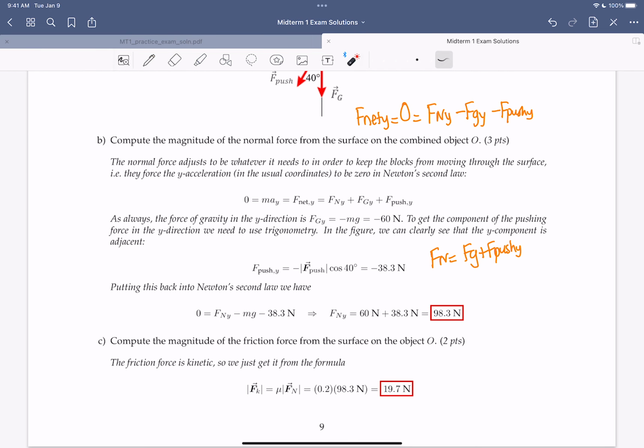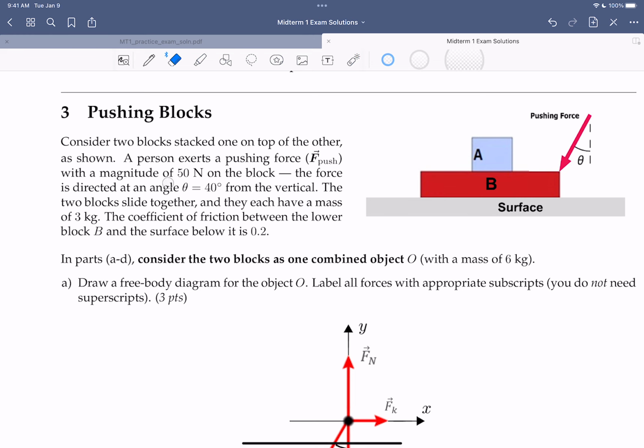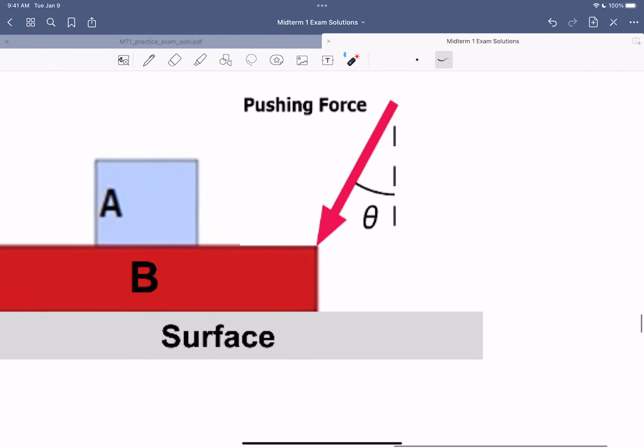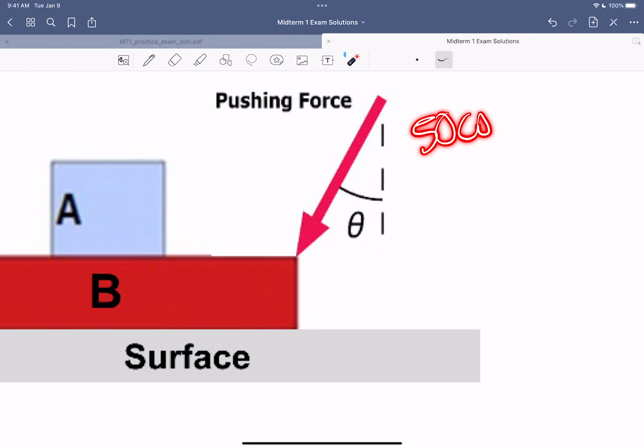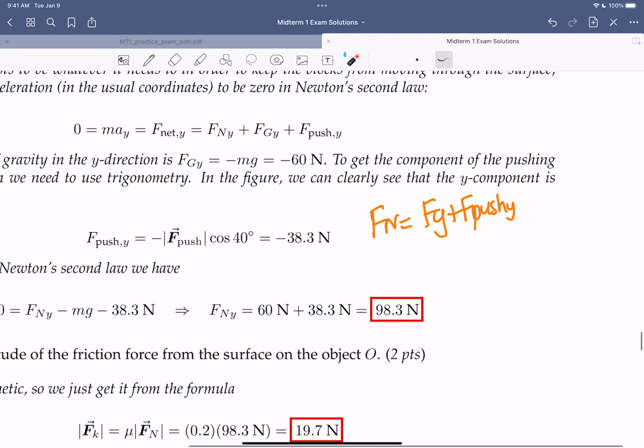And so you can get your F push force by taking that push force that I think they gave you. They have 50 newtons, so this force here is 50 newtons. We can use trig, specifically cosine. So if this was cosine, what was the angle? 40. So we can do 50 cosine 40 to figure out what F push Y is. Once we have that, that's going to be that 38.3 newtons that they gave you here.